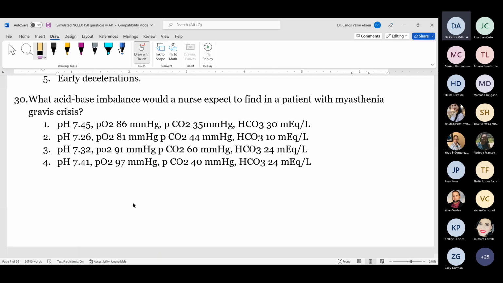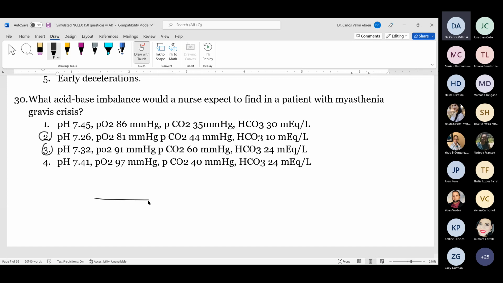Okay, cancel this echo. What acid-base imbalance would a nurse expect to find in a client with myasthenia gravis crisis? Okay, I'm not going to read them. But which one of you think is compatible with a myasthenia gravis crisis? Three, Professor. Two. Okay, so I have 2 and 3.